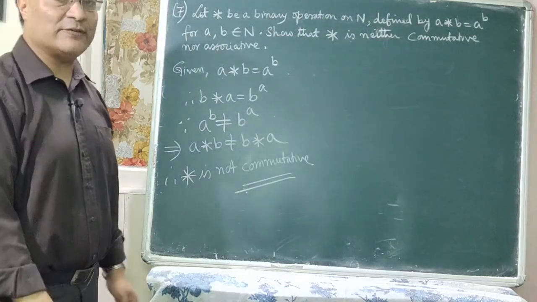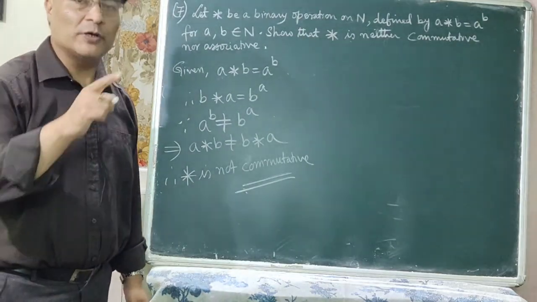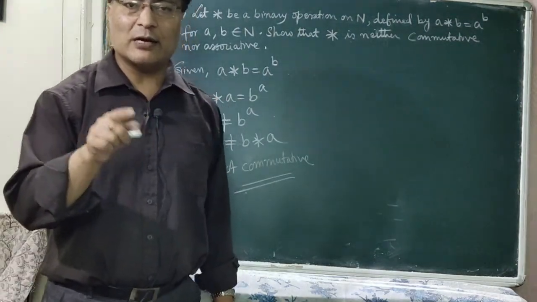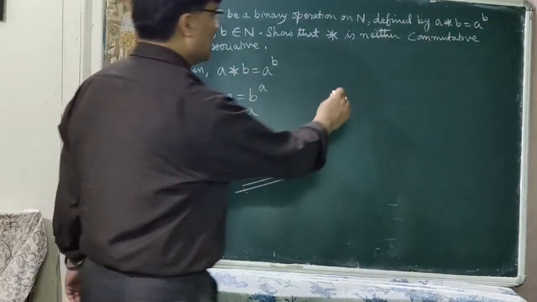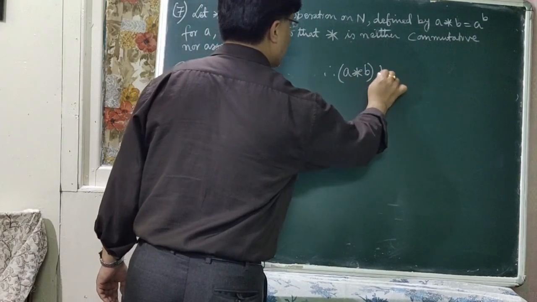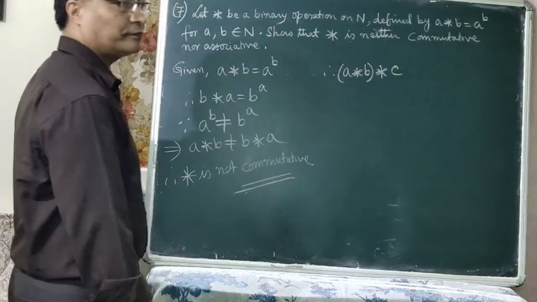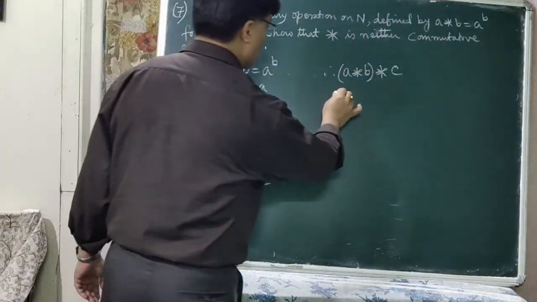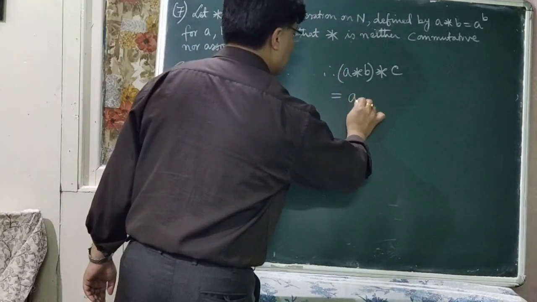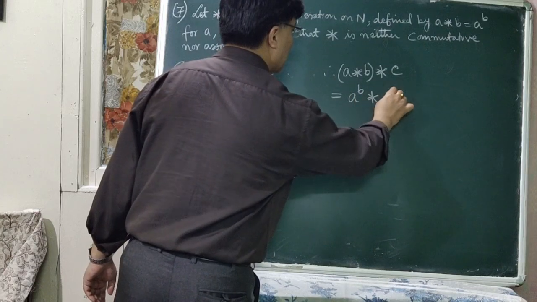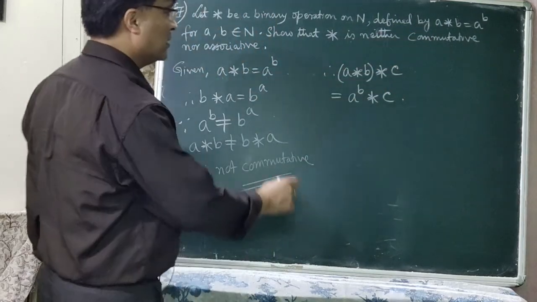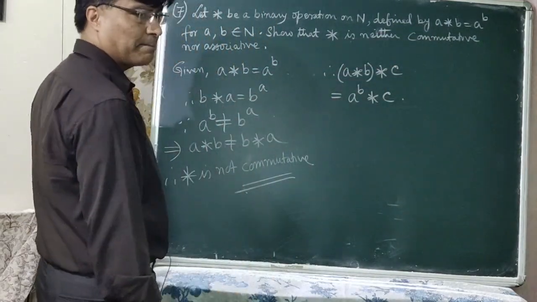Now for associativity, you know that you have to prove within bracket a star b, bracket close, star c is equal to a star within bracket b star c. Okay, so now let us find out first (a star b) star c. So first of all, you put the value for a star b. What is a star b? It is a to the power b. Now star c, isn't it? So a star b is given as a to the power b. So this is your a to the power b.